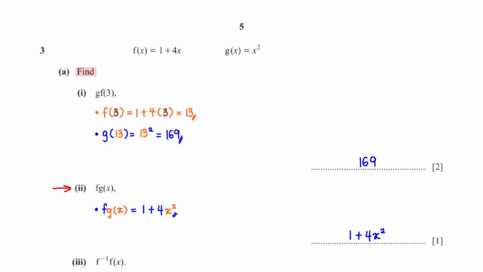Find f of g of x. To get f of g of x, we replace x in f of x with g of x. This gives us 1 plus 4x squared.